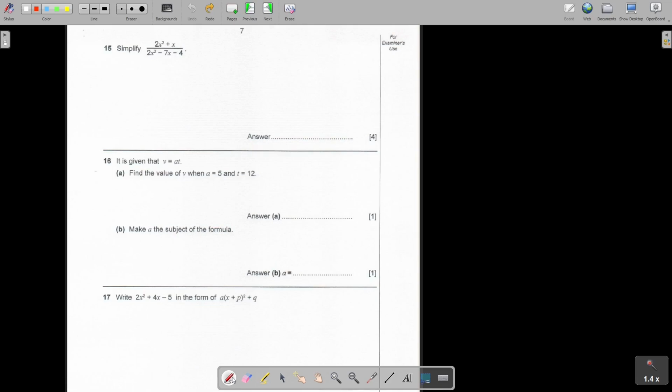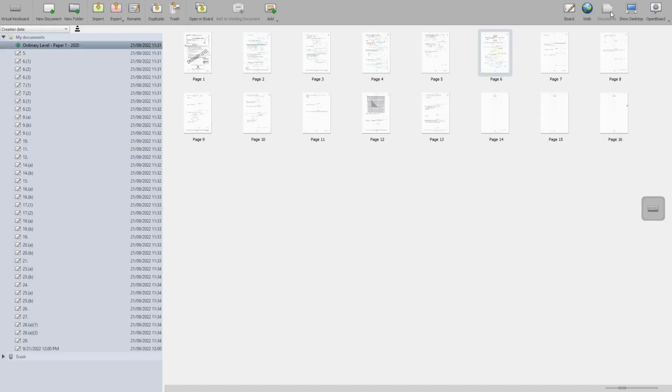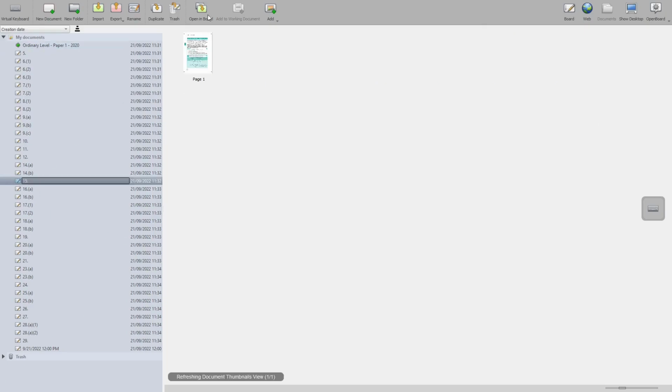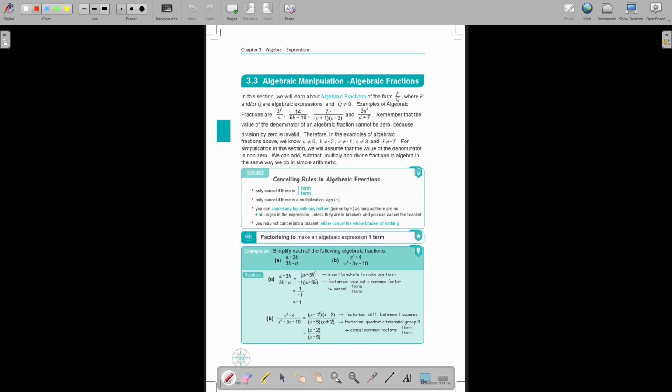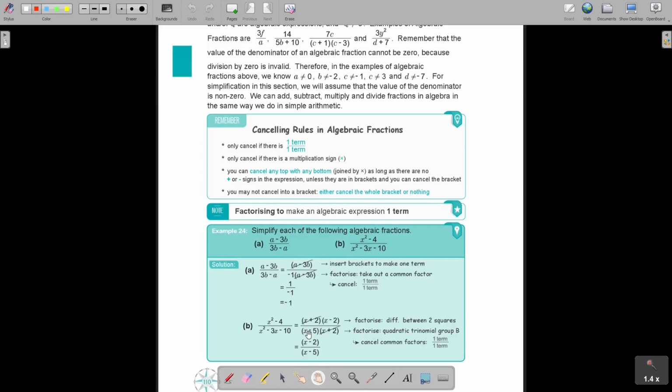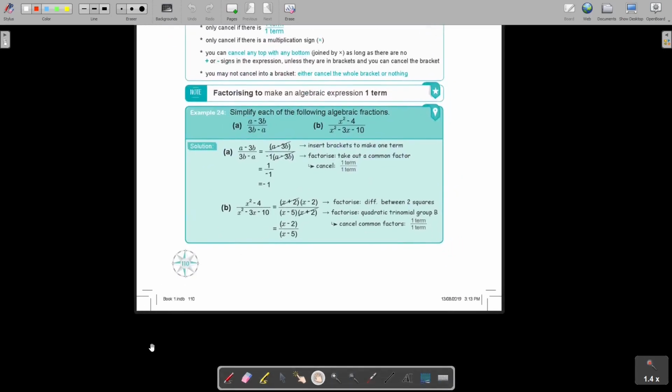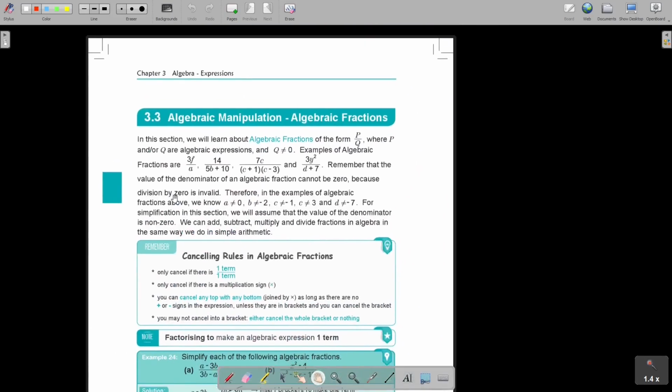So, let me take you to the textbook first. So, chapter 3, question 15. Let me show you where. I took a page out. And if you look here, it's page 110. It's book 1. It is algebra, it's expressions, it's algebraic manipulation, algebraic fractions.